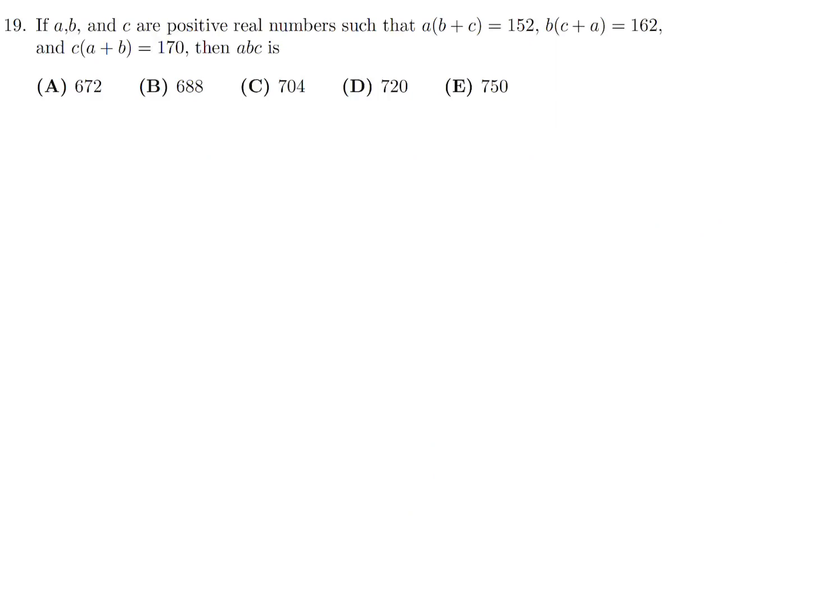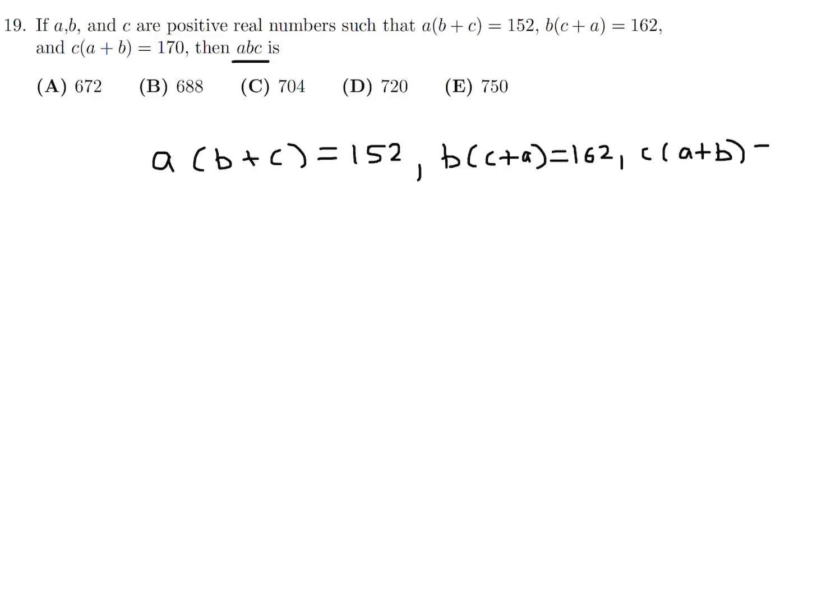If A, B, and C are positive real numbers such that A times B plus C is 152, B times C plus A is 162, and C times A plus B is 170, then A times B times C is. So first, let's work with what they gave us. We have A times B plus C is equal to 152. B times C plus A is equal to 162. And C times A plus B is equal to 170.